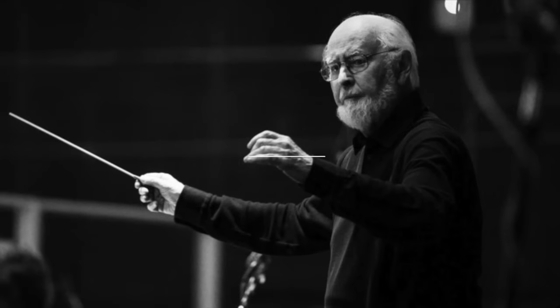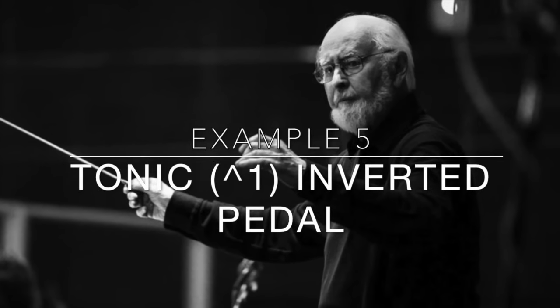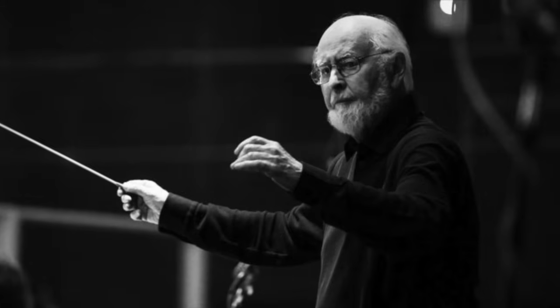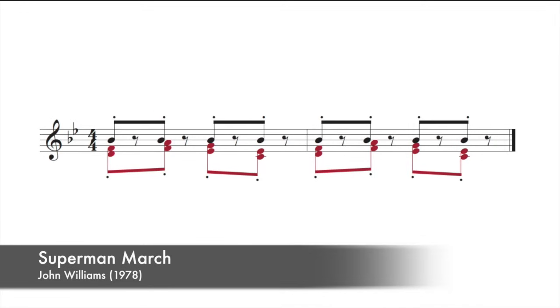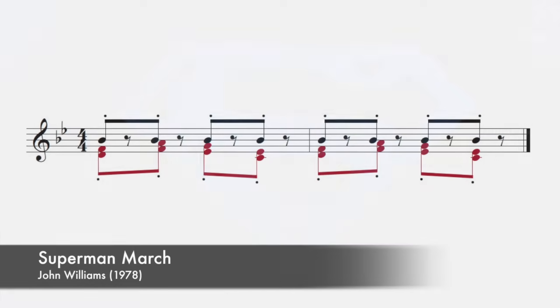For our last example, in the March from Superman, John Williams uses repeated tonic notes in the uppermost voice, with diatonic parallel thirds underneath, performed with staccato articulations in the horns.